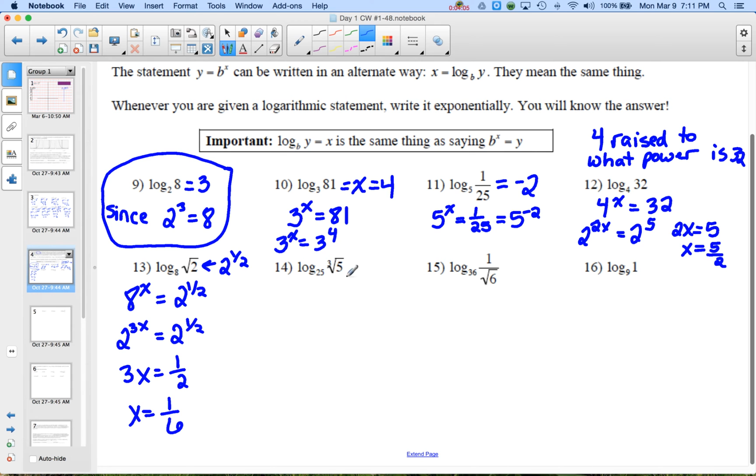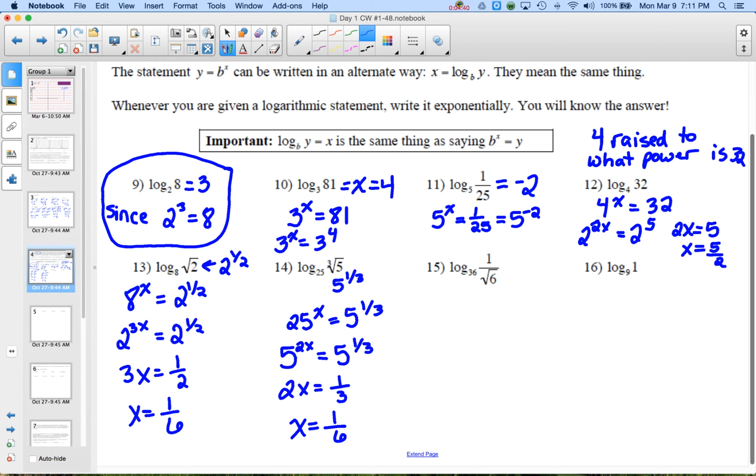So on the next one, I'm going to think of this cube root of 5 as 5 to the 1/3 power. So I have 25 raised to what power equals 5 to the 1/3 power. So my common base is 5, so I'm going to have 5 squared, or 5 to the 2x, equals 5 to the 1/3. Now I have common bases, so that means that 2x would have to equal 1/3. And I divide both sides by 2. And once again, I get x equals 1/6.